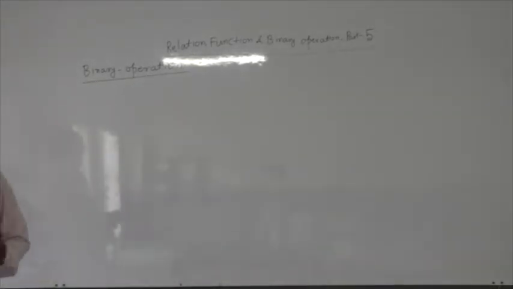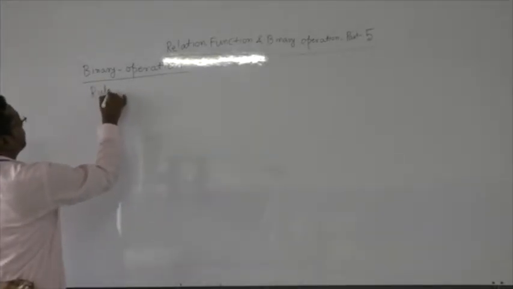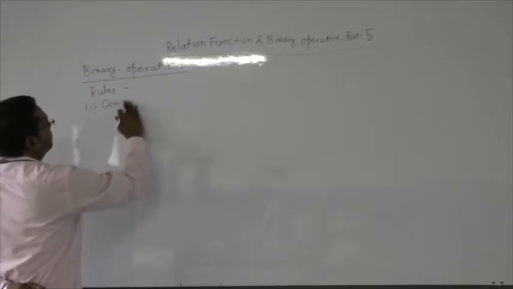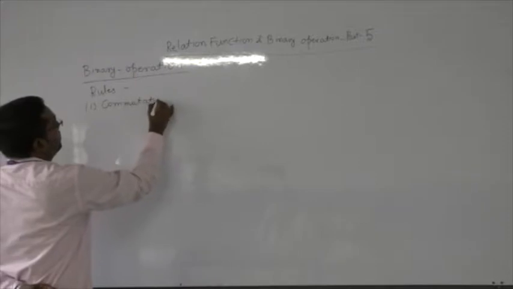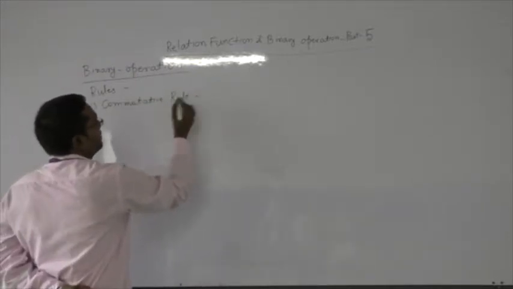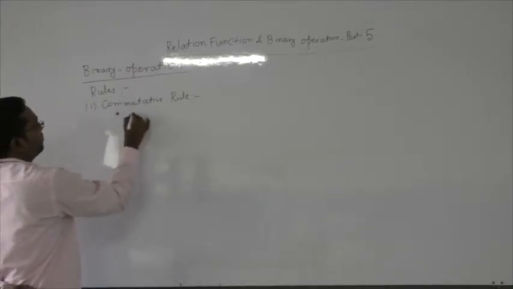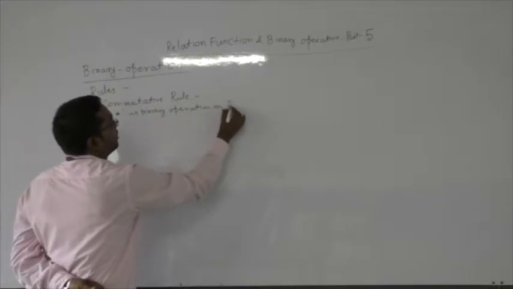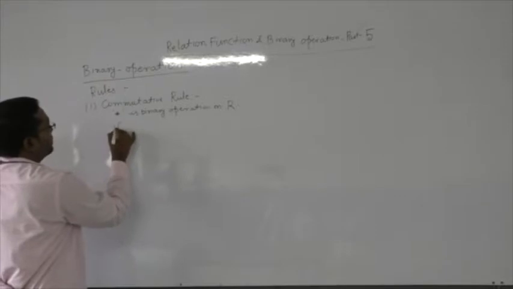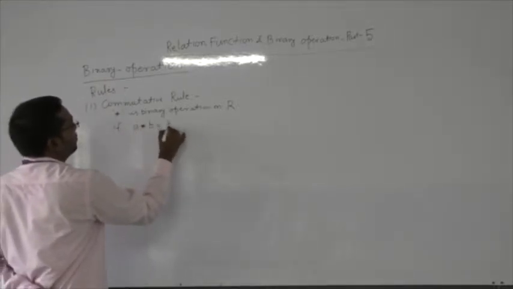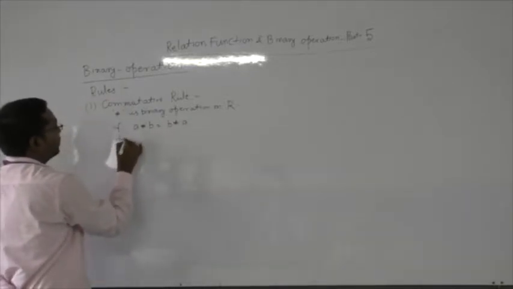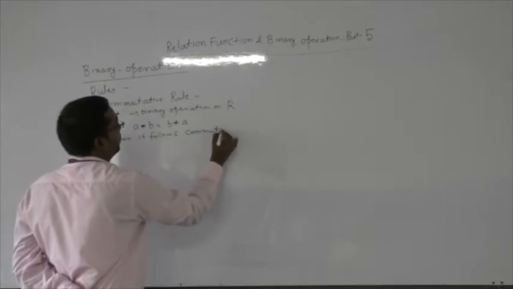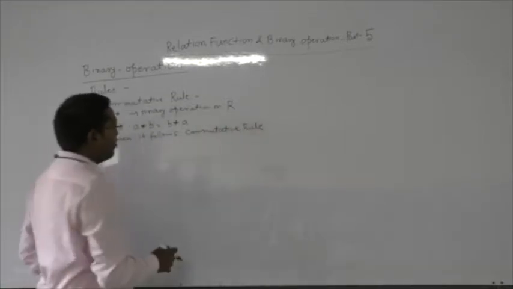Now we have some rules in binary operation. Let's see that. The first is the commutative rule. What does it say? Suppose star is a binary operation on all the real numbers. If it satisfies A star B equals B star A, then it follows the commutative rule.